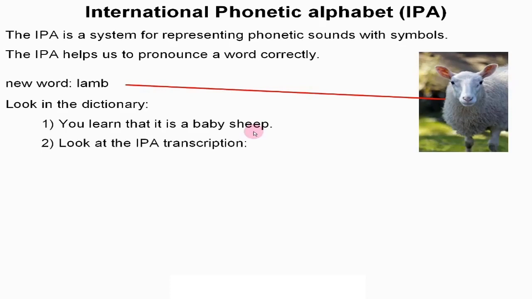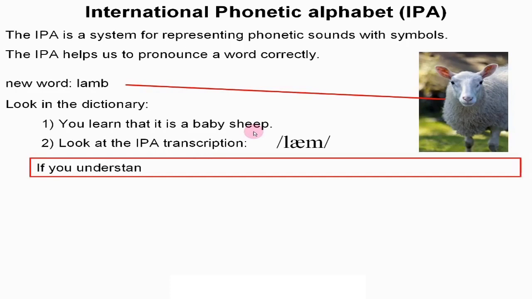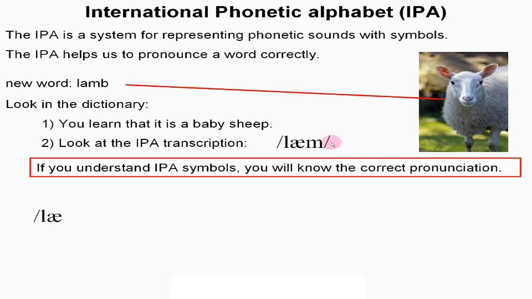Then, in the dictionary we look at the IPA transcription. Here it is. So this will tell us how to pronounce the word, and if we understand these symbols, then we will know the correct pronunciation of every word in English. So let's carry on with this example.